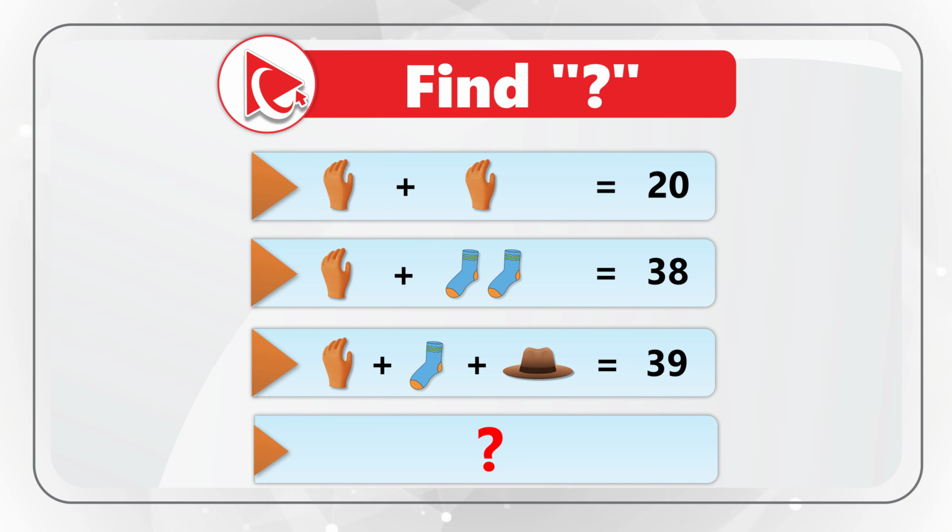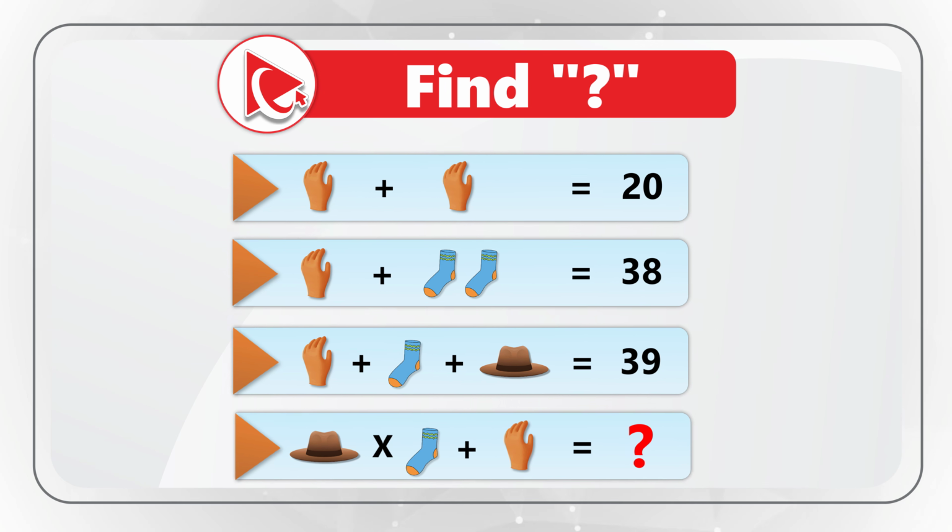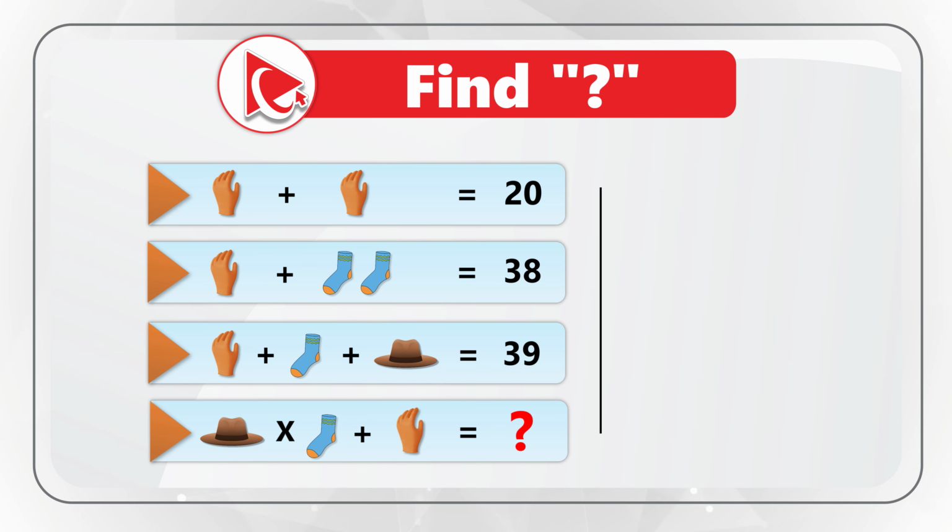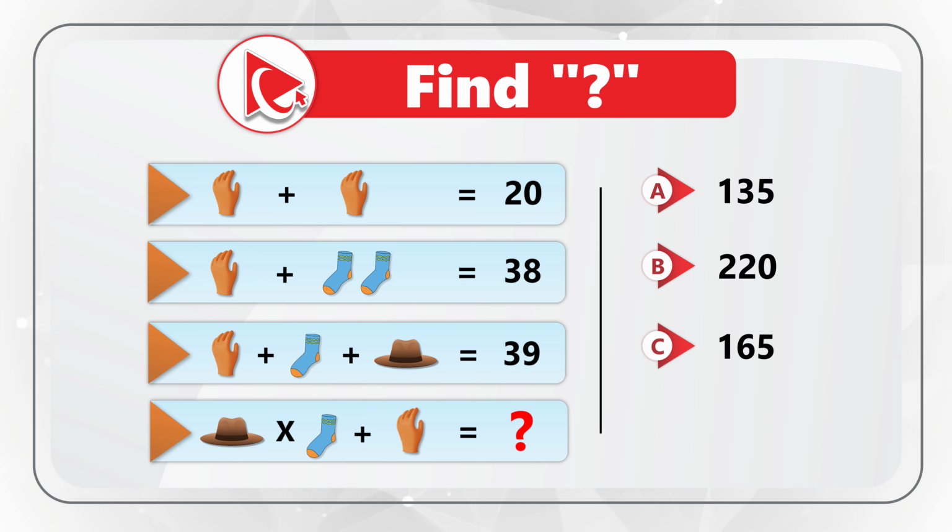And then the final equation where you have the missing number is 1 hat multiplied by 1 sock plus 1 glove equals the missing number. You need to calculate and select the missing number out of 4 possible choices. Choice A, 135. Choice B, 220. Choice C, 165. And choice D, 360.